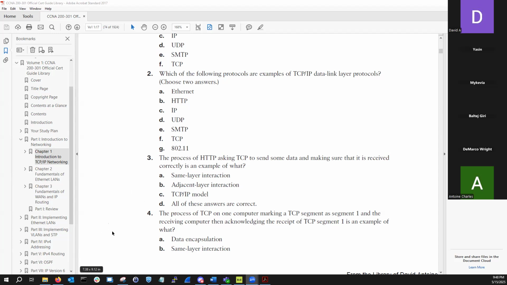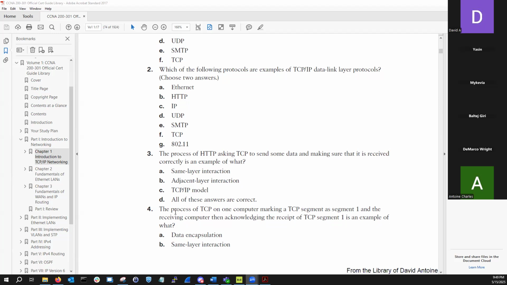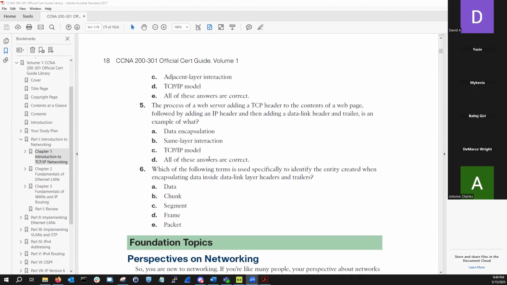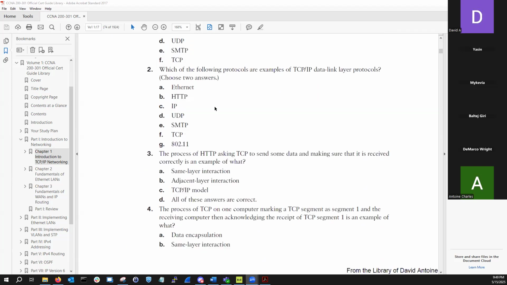Okay, Question 4. The process of TCP on one computer marking a TCP segment as segment 1, and the receiving computer then acknowledging the receipt of TCP segment 1 is an example of what? The answers are A, data encapsulation, B, same layer interaction, C, adjacent layer interaction, TCP/IP model, or D, all these answers are correct.